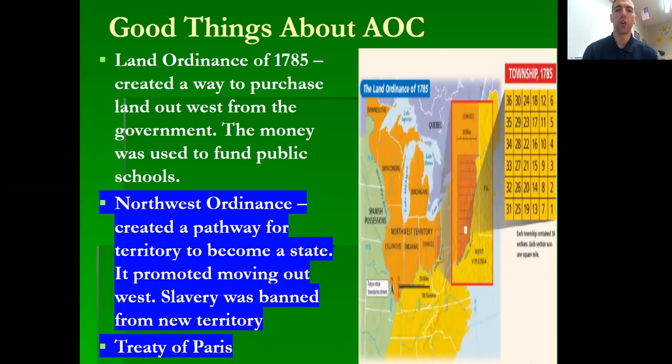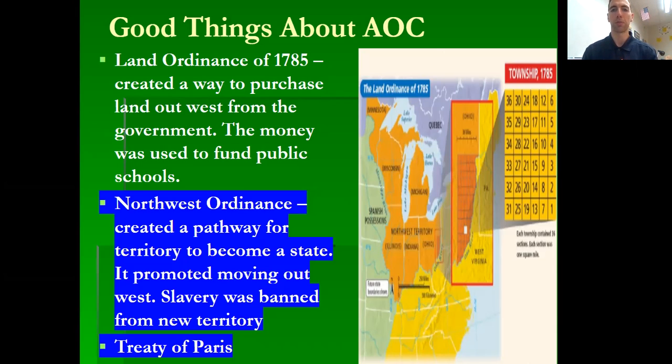To ensure, though, that people weren't just moving out to this territory, people wanted these territories to become states. The states would be protected more by the U.S. government. So the Articles of Confederation also created the Northwest Ordinance, which created a pathway for a territory to become a state. This promoted people to move out west.